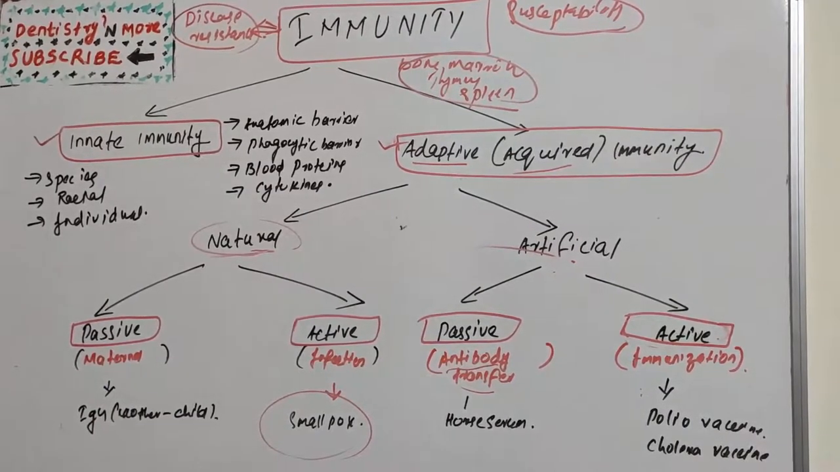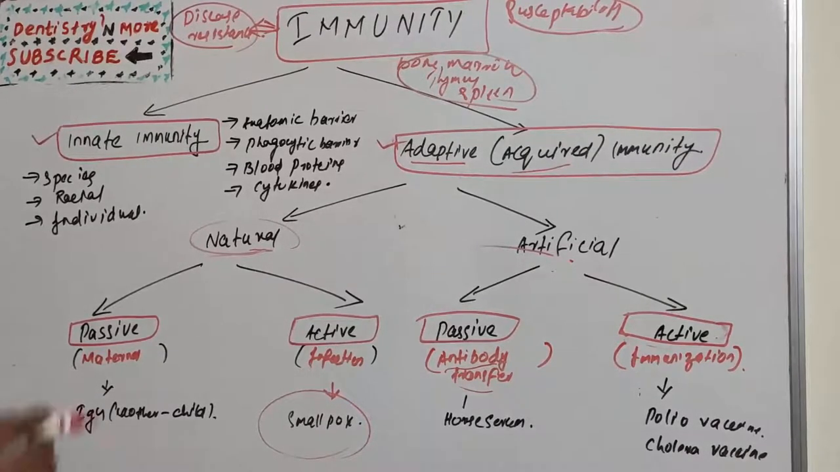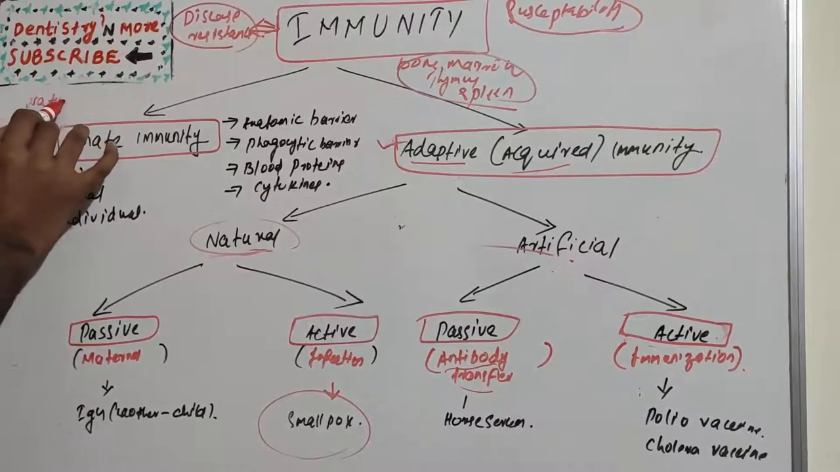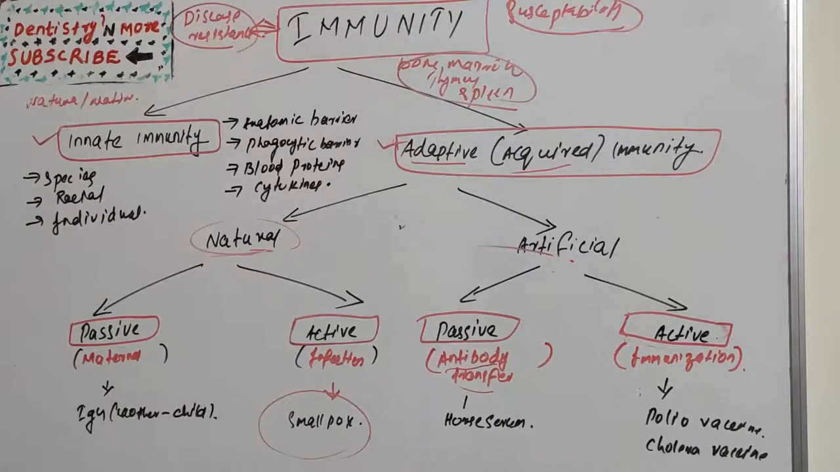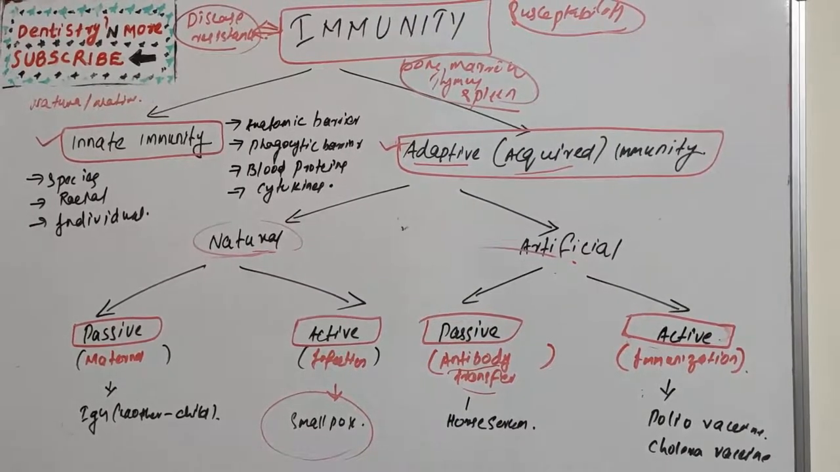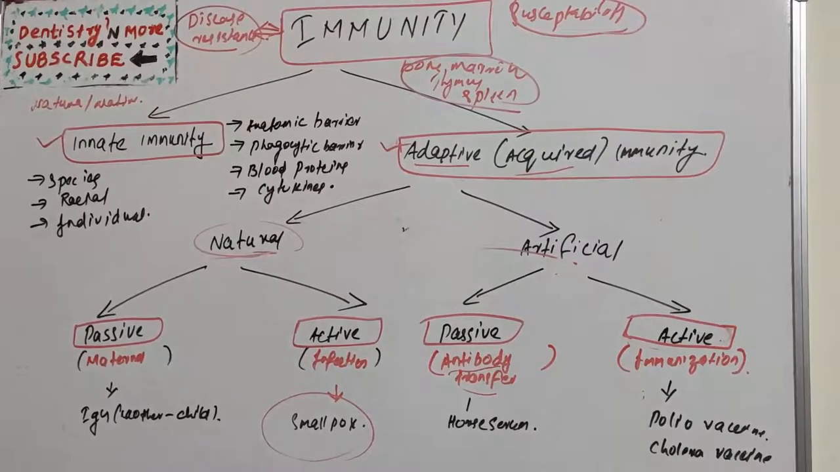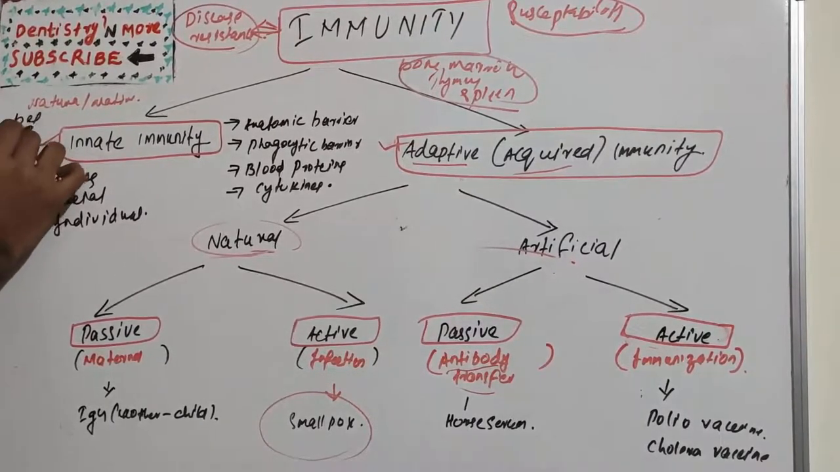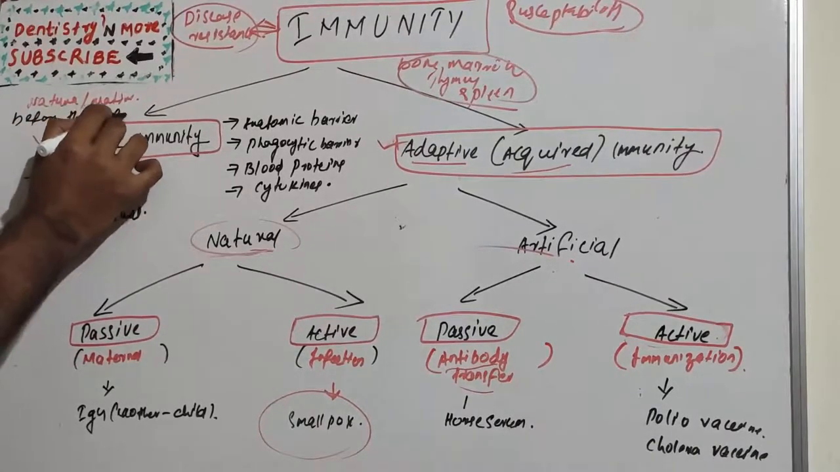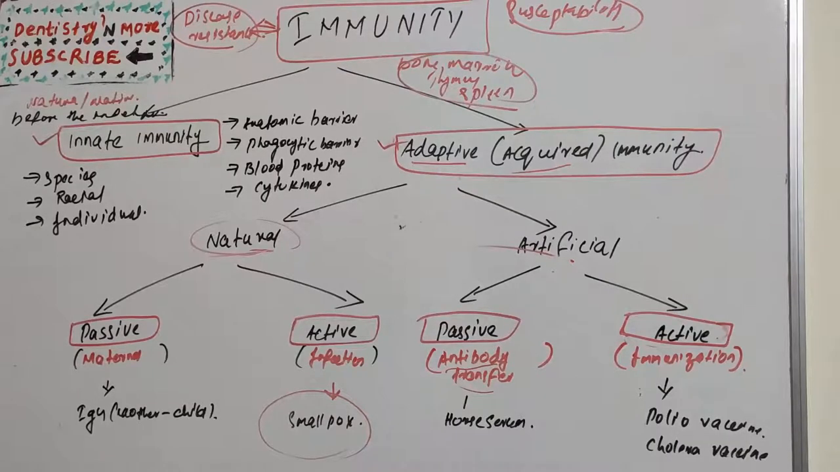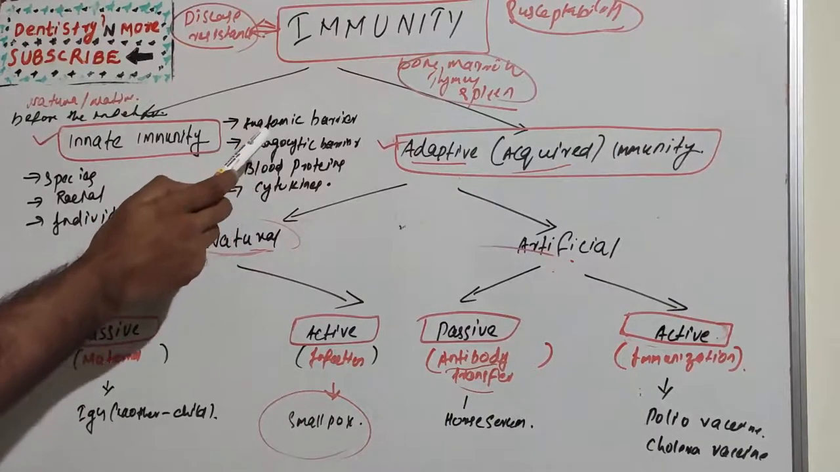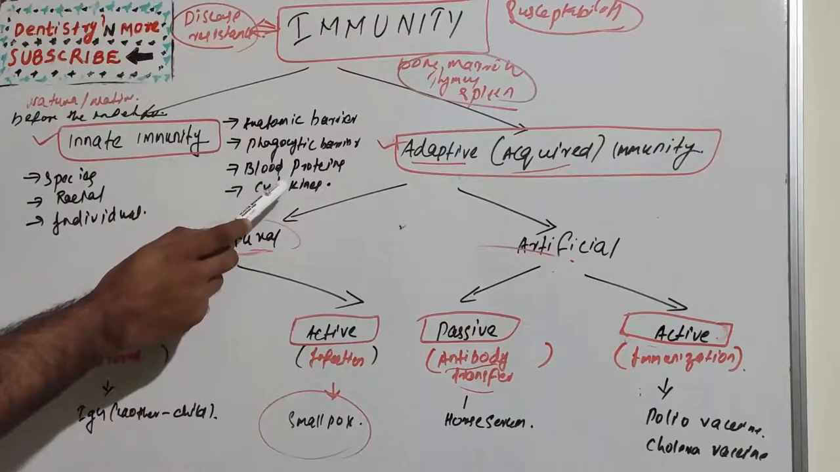Okay, now let's come back to our innate immunity, which is also known as natural or native immunity. By default we are getting this immunity, which basically consists of mechanisms that exist before the infection. That is a crucial point. The immunity we get before the infection. Before the infection, we get this immunity and are capable of rapid response to microbes. So it comprises basically four types of defense barriers, that is anatomical barriers, phagocytic barriers, blood proteins and cytokines.